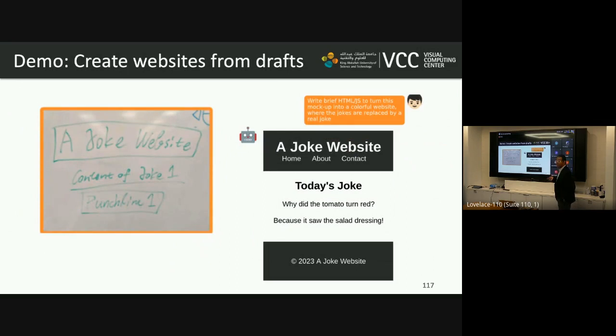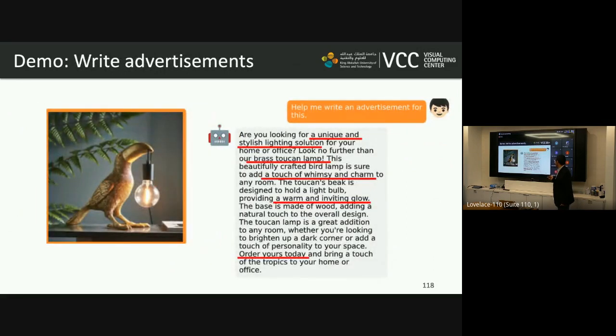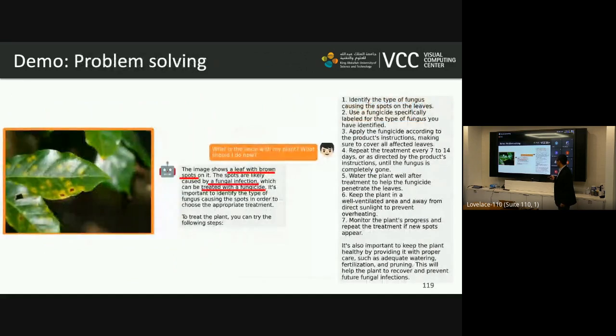and reproduced the OpenAI demo. Ask it to generate an advertisement. So, you're asking for a unique, stylish lighting solution for your home and office. Look no further, and so on. Describe asking the model to solve problems. Hey, this is an issue. What do you suggest me to do?